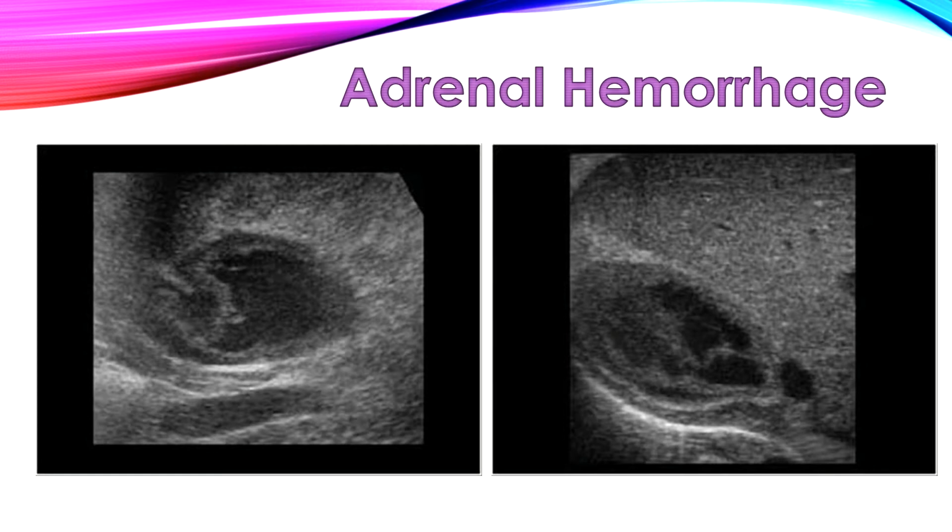Here we have an image of an adrenal hemorrhage. Depending on what stage of the hemorrhage you see it in, it's going to look different. Early on, they can appear solid. As it progresses, it gets more heterogeneous with the echogenicity, and then eventually it can even look cystic.